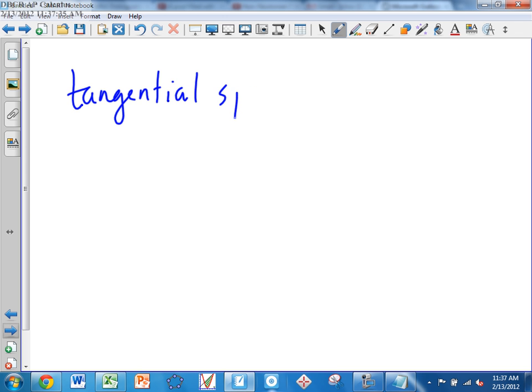Tangential speed. I'm sorry, he said tangent, and I was thinking calculus. So, if we think about an object traveling in a circle, the object's on the out part of the circle right here.